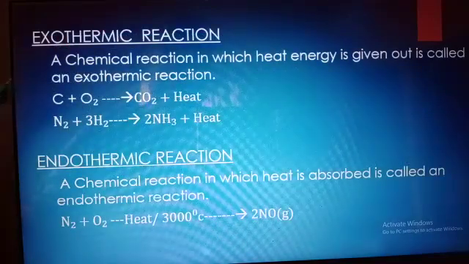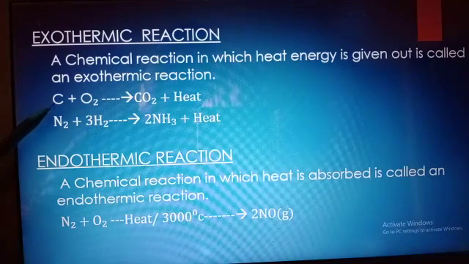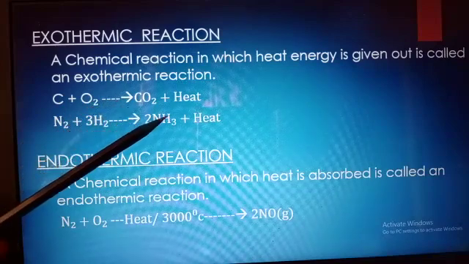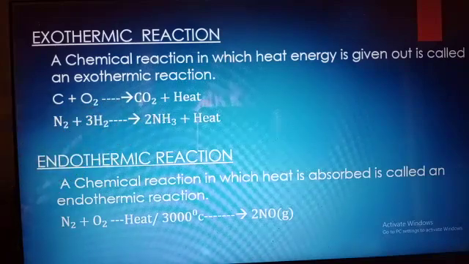Exothermic reaction is a reaction in which heat is given out during the reaction. For example, if you heat coal or wood, it requires oxygen which supports burning. Then carbon dioxide is produced and it is accompanied by a lot of heat.